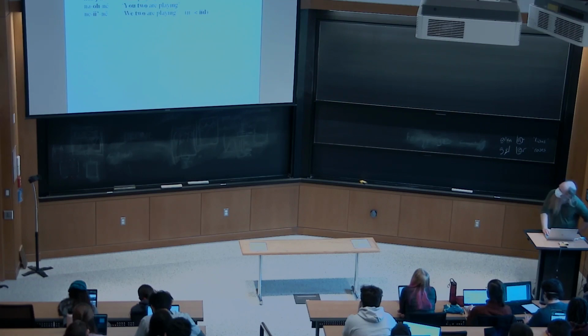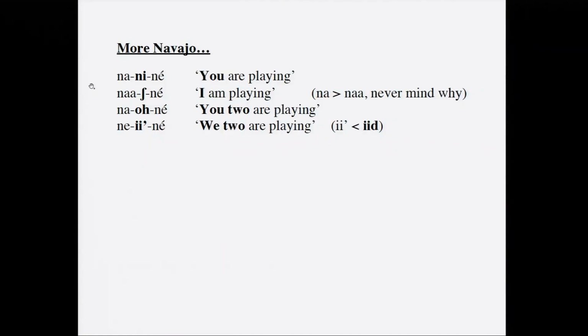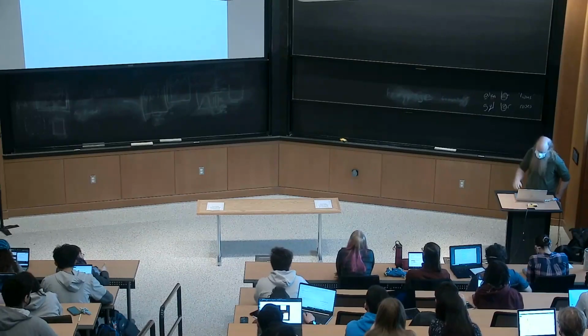One thing I have to ask you to believe me about, because it would be hard to demonstrate, is that the E in we two are playing is underlyingly, so that apostrophe there, this is Navajo orthography, it represents a glottal stop. But that glottal stop is originally a D. I'll just ask you to trust me about that for the next little while.